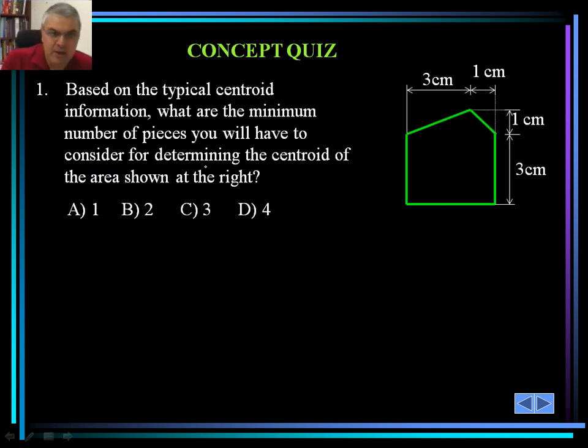Let's take a look at a concept quiz and see if you can answer these basic questions. Number 1, based on the typical centroid information, what is the minimum number of pieces you will have to consider for determining the centroid of the area shown at the right here? It's like a little cross section here. We basically need 3 for that, so it's going to be a 3 up here.